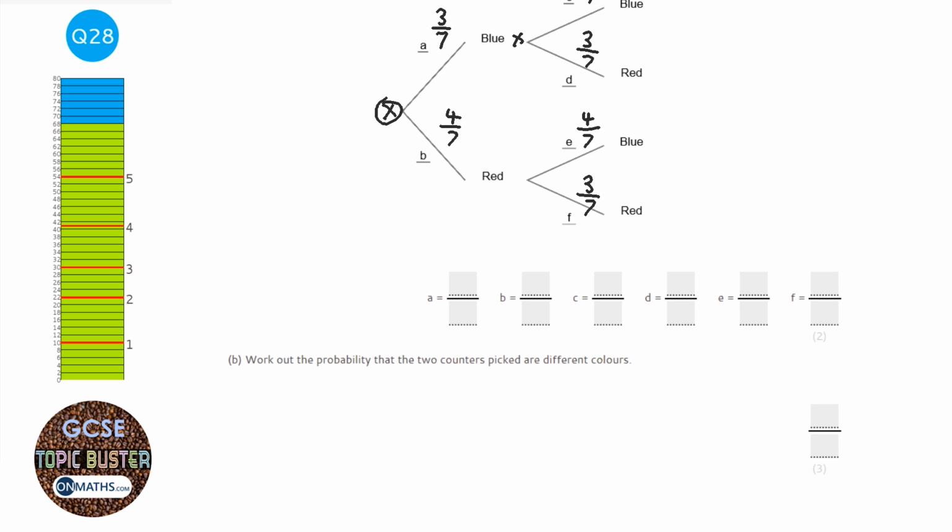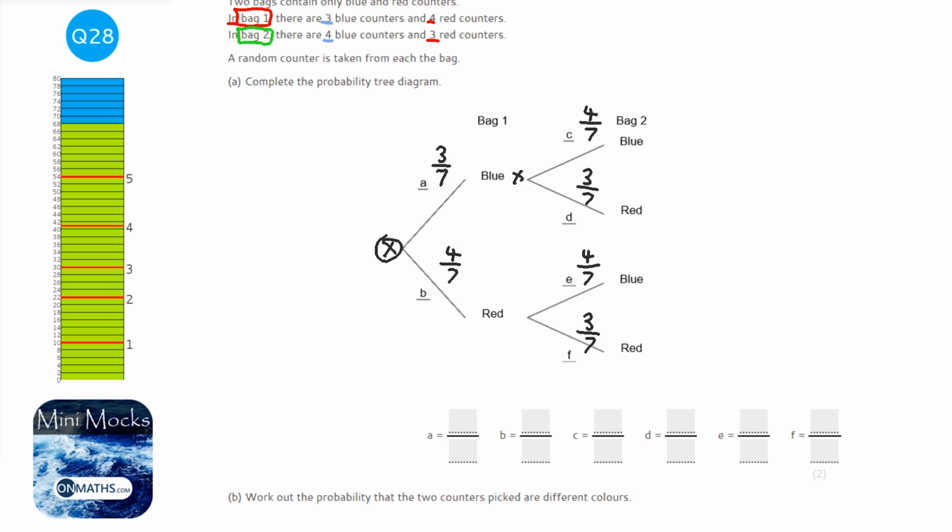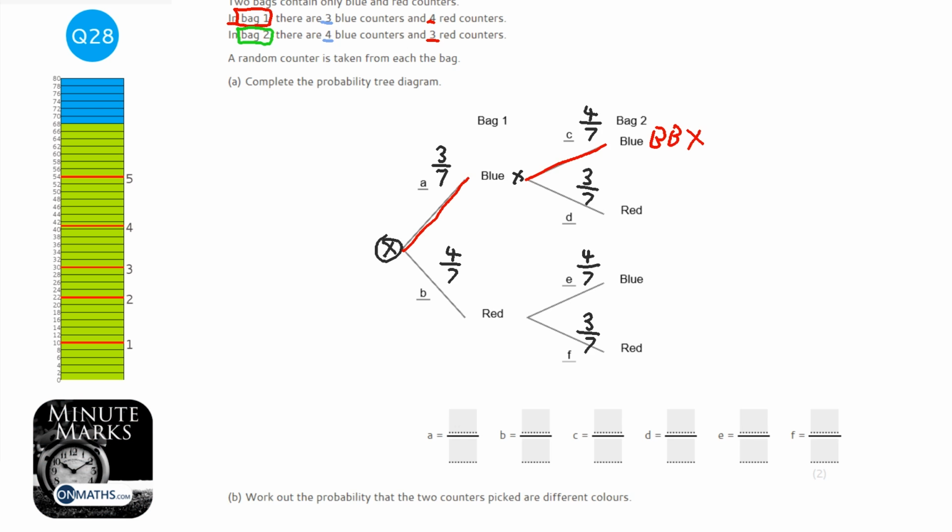Let's move on to the second question. It says work out the probability that 2 counters picked are of different colours. So let's follow the paths down. If I pick this one, so a blue, and then a blue, I've ended up with a blue and a blue. Well, they're not different colours. So let's try another line. So if I pick a blue and then a red, well, that's a blue and then a red. So we want that one.